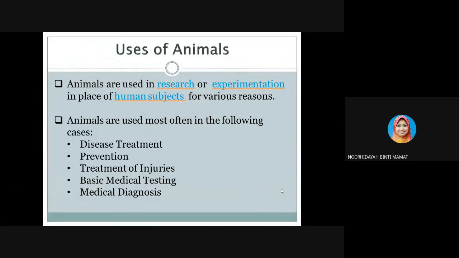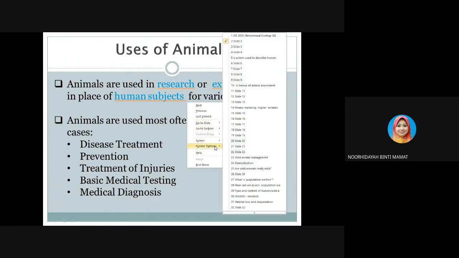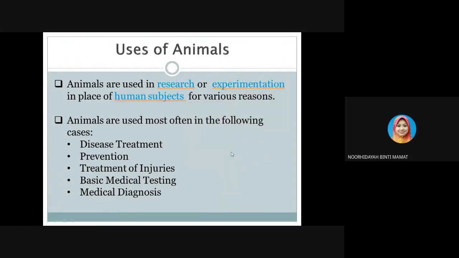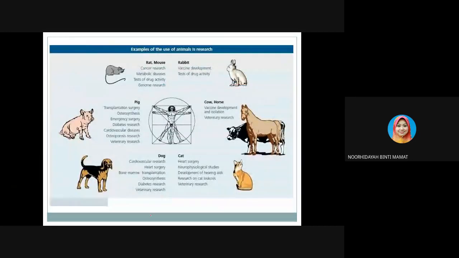Animals are used in research or experimentation in place of human subjects for various reasons. Normally, as humans, we use animals first as research subjects and in experimentation, in order to replace human subjects. Animals are most often used in the following cases, for example in disease treatment, prevention, treatment of injuries, basic medical testing, and medical diagnosis. These are examples of the use of animals in research.